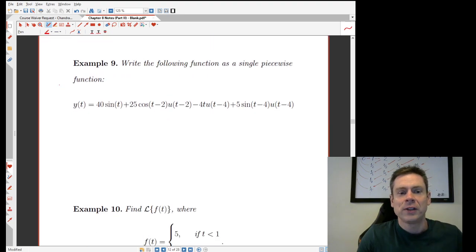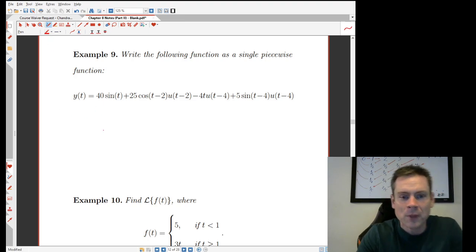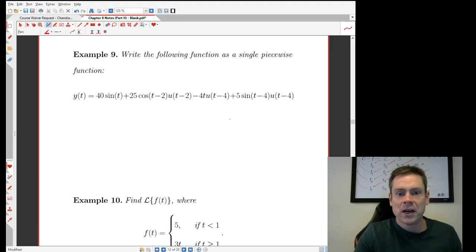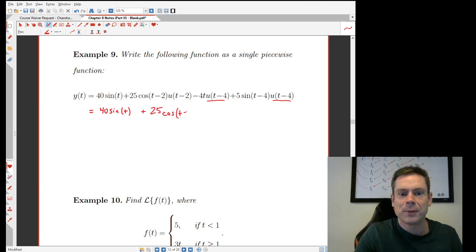Okay, so let's do this example right here. We have y of t equals this whole sum of different things, and I see a couple of u of t minus 4s here, so we might want to factor this out. If you wanted to, you could rewrite this as 40 sine of t plus 25 cos of t minus 2, u of t minus 2, so I see that step function right here.